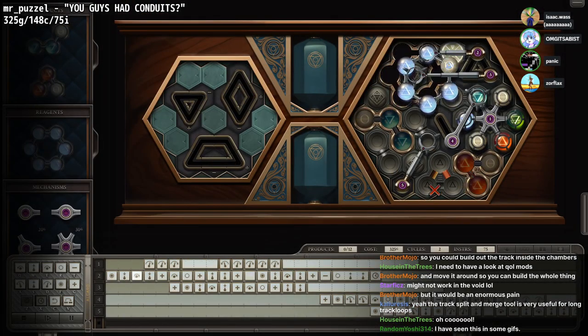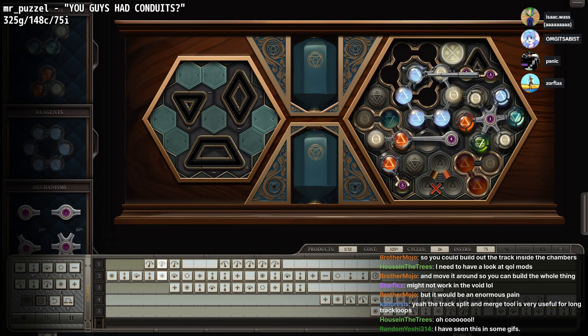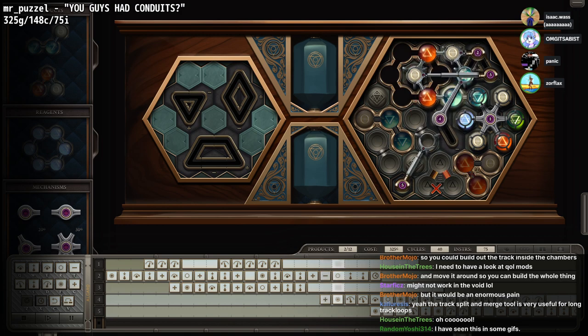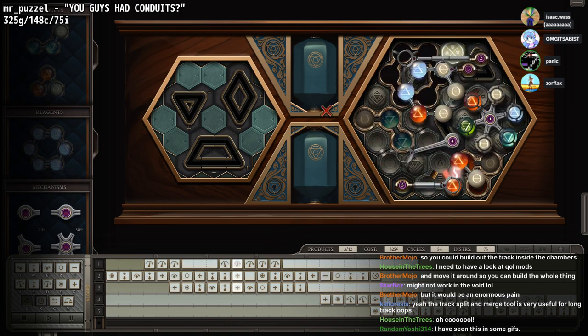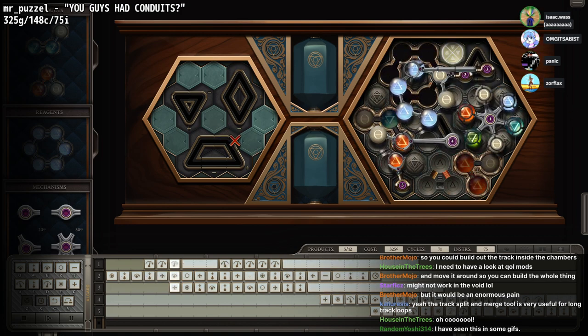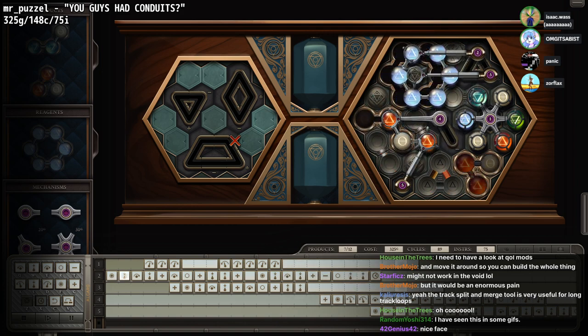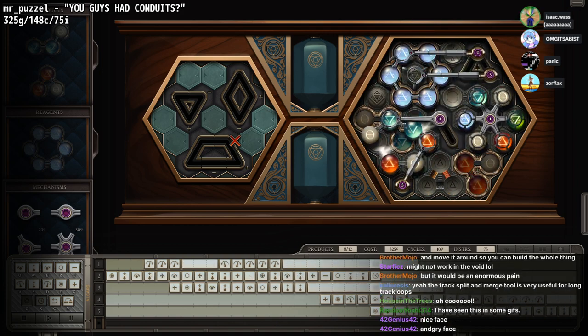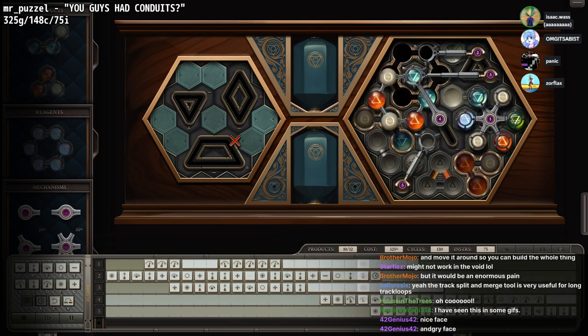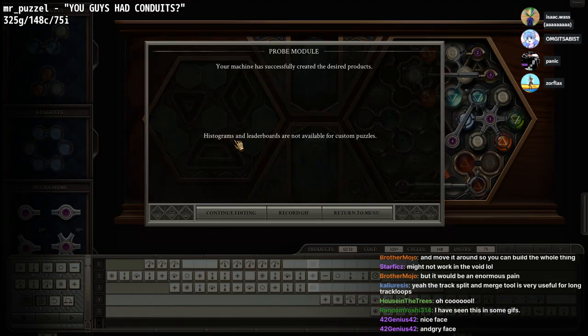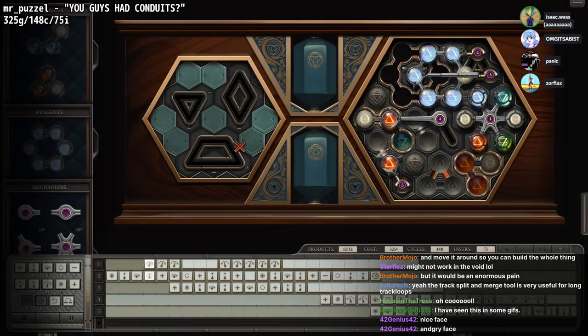Right, next up, another one by Mr. Puzzle. You guys had conduits. Where are the conduits here? Where'd they go? I deleted them. Another feature: you can create and delete conduits at will. So I just deleted them.